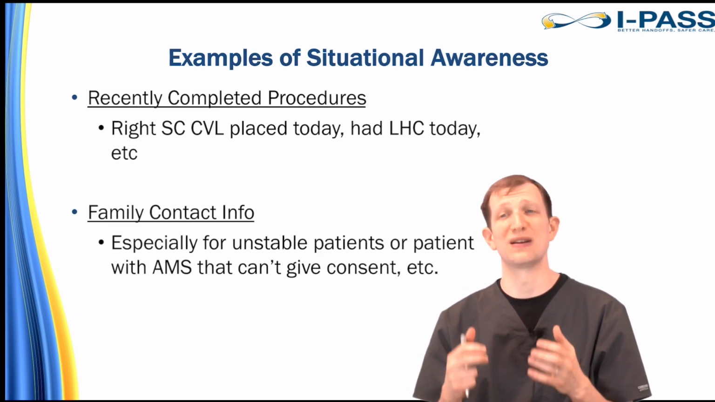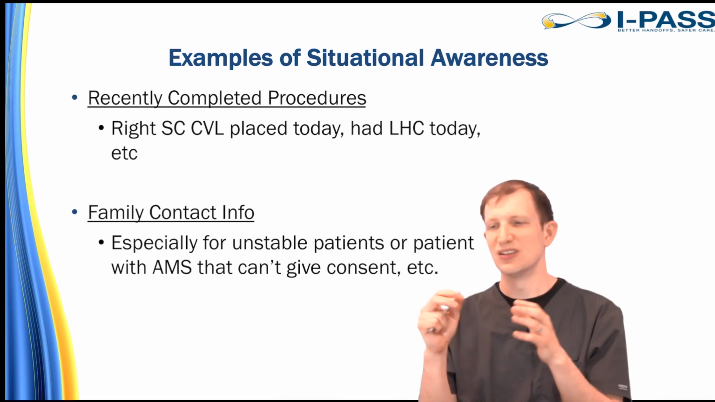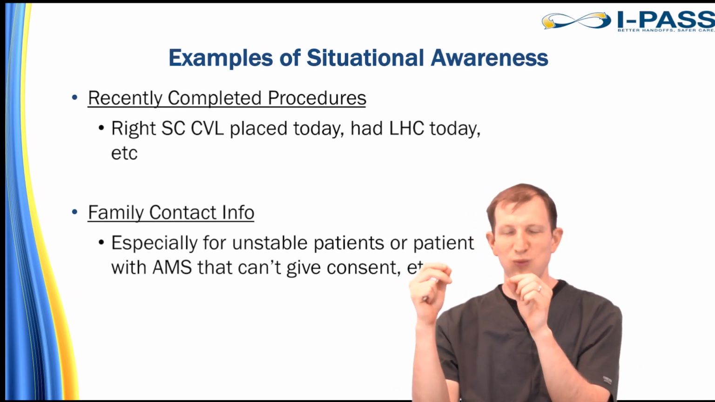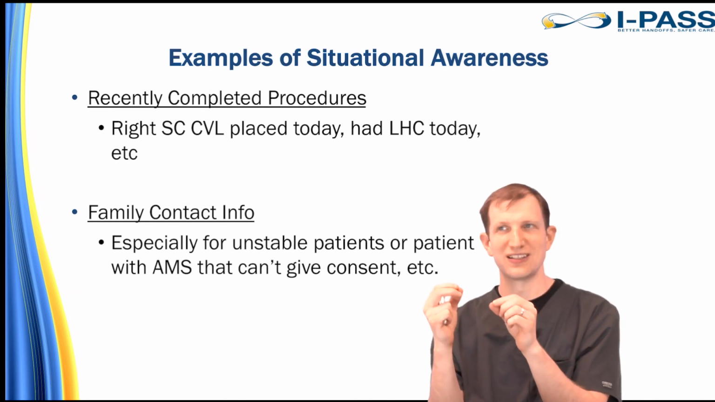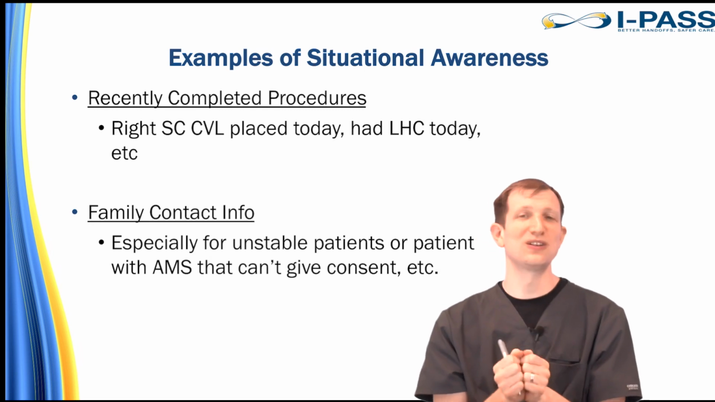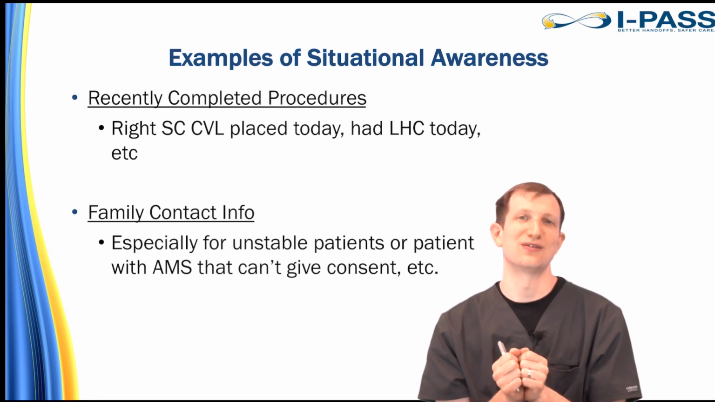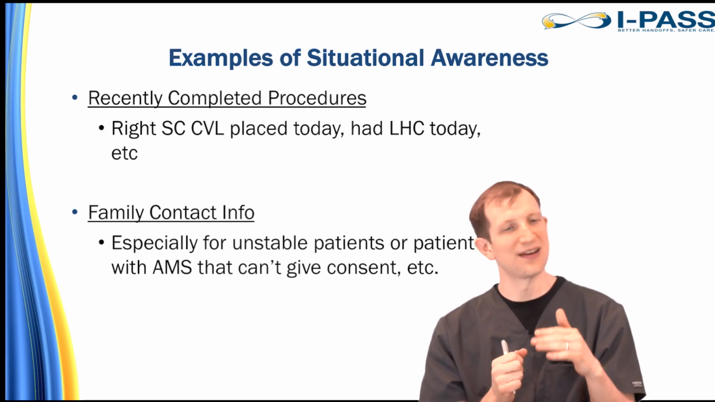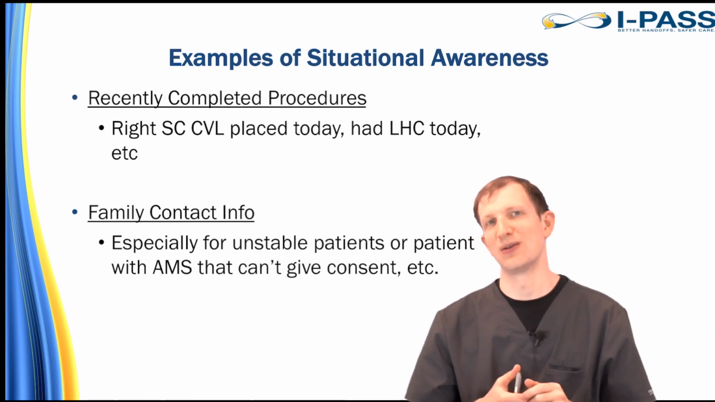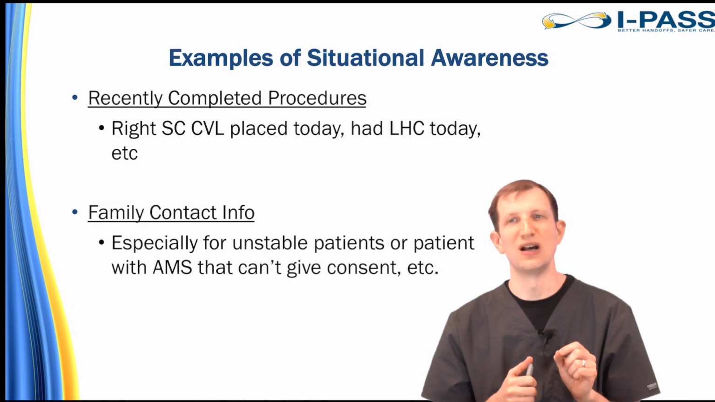Another thing would be family contact information. So let's say that you spent an hour hunting down the one family member that is the power of attorney and medical decision maker for this patient. Please put that person's contact information in the handout, because inevitably something may go wrong overnight, and then that cross-cover team is going to be able to get in touch with that person much, much easier.